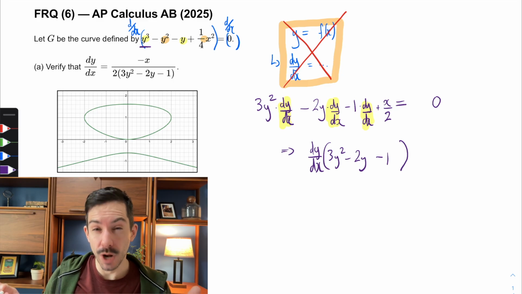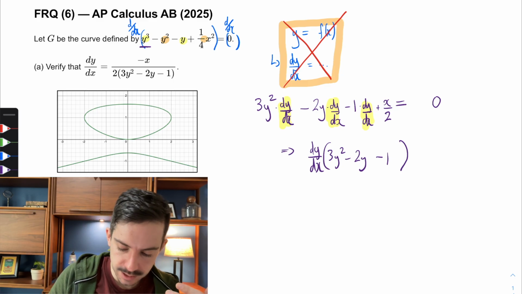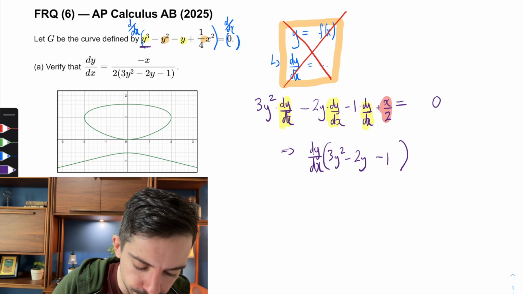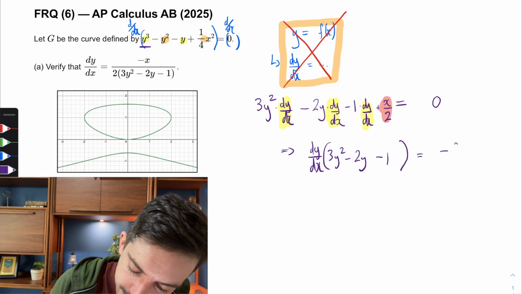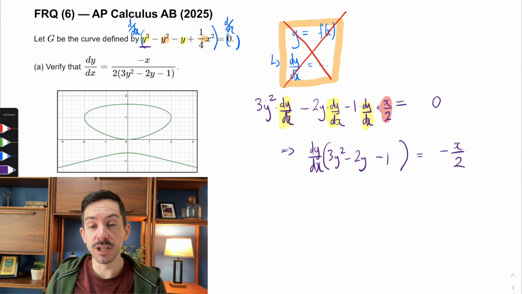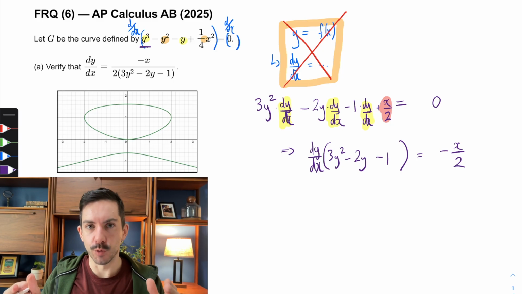What about the terms that don't have a dy by dx? In this case, the x over 2. You're going to shove those onto the other side of the equation. So I'll get negative x over 2. Now you can see why I've done this. Well, to solve for dy by dx, I can just divide by the terms in the parentheses.